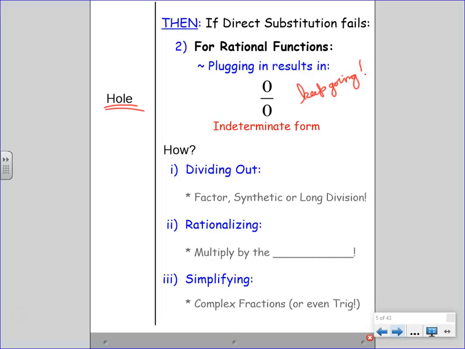You don't necessarily need to write all this down. This is something that last year would have taken like 4 slides, 5 slides, 7 slides? I don't know. Something. Dividing out. What do I mean? You can factor. What if you can't factor? It's a cubic, it's a quartic. Do synthetic or do long division. By long division, I mean polynomial division, yeah?